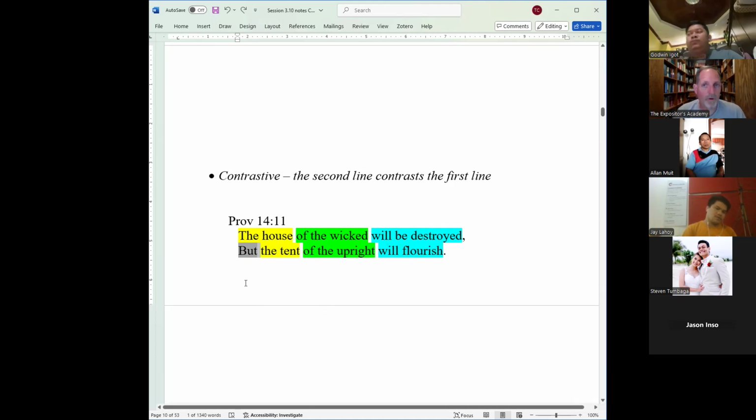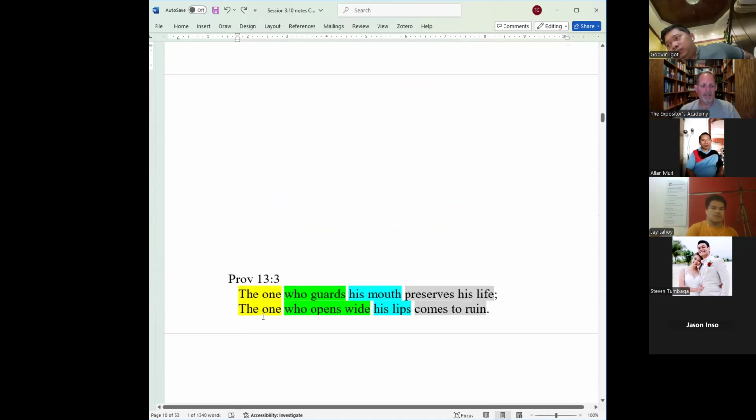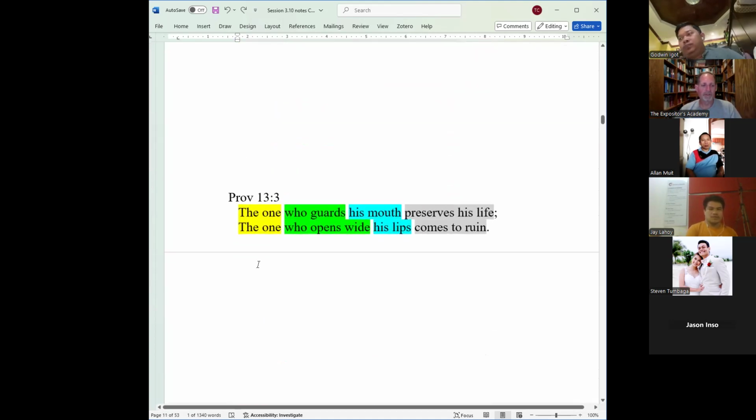And you don't have to have the word "but" to see the contrasting parallelism. We see that in the next example. Notice: the one who guards his mouth preserves his life; the one who opens wide his lips comes to ruin. Again, notice the parallel structure here. The one versus the one. And then notice we see a contrast now. Who guards? Now the contrast, who opens wide? His mouth, his lips. So those are similar.